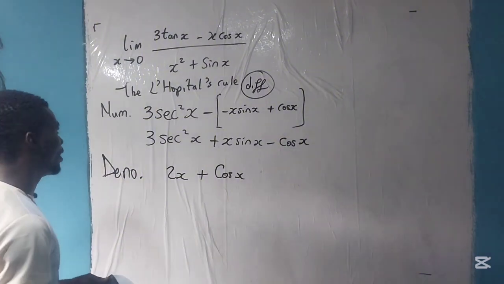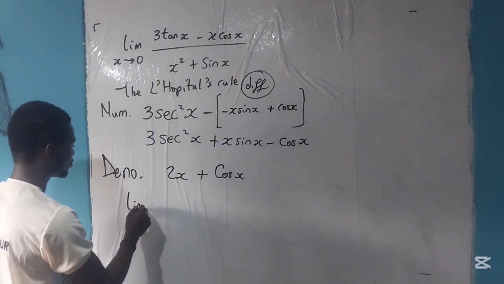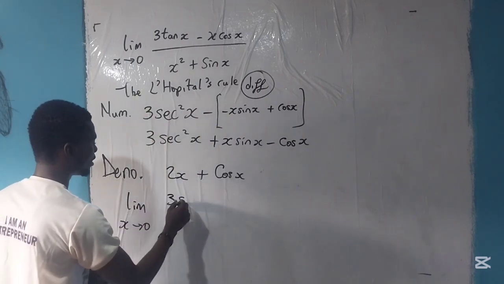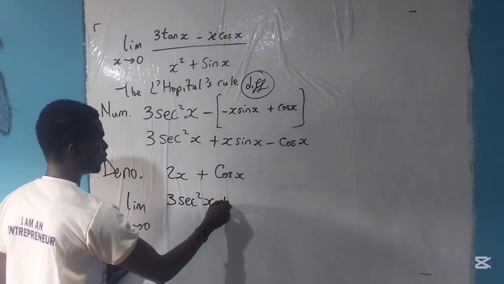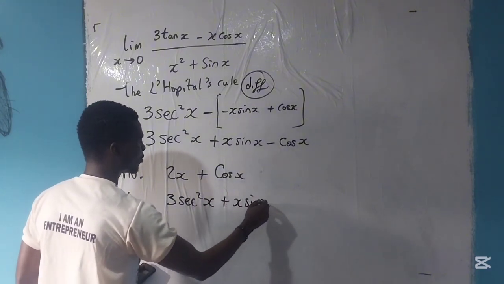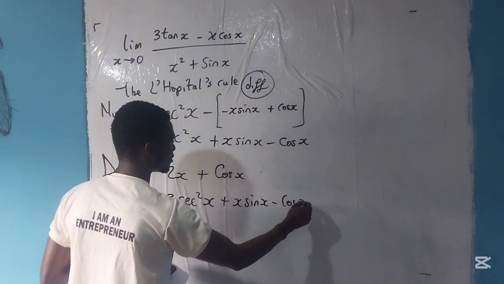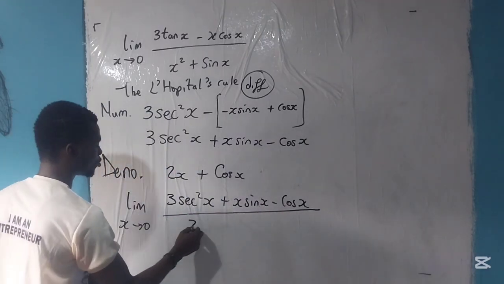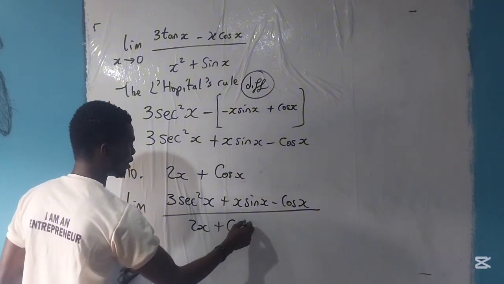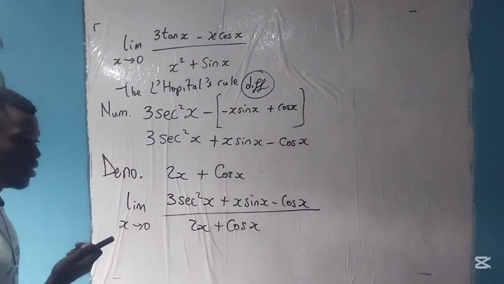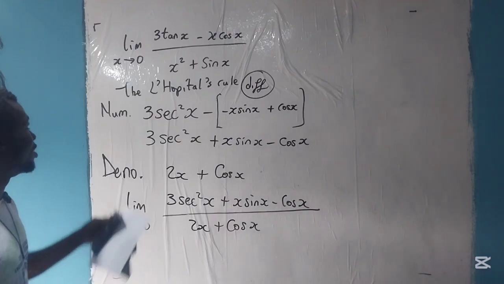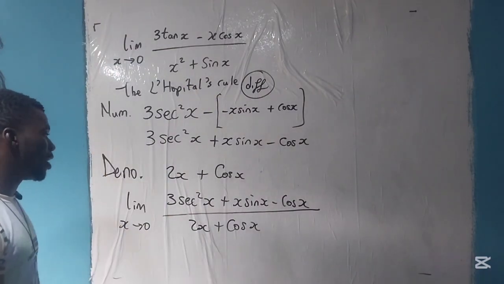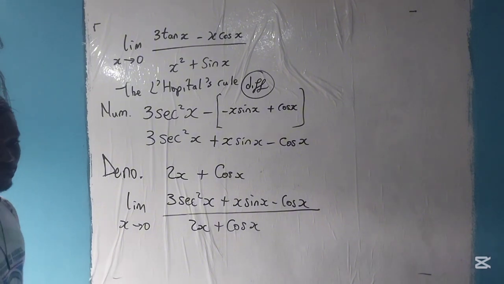Now, if I take them all together again, that means I'm limiting the function as x tends to 0 of 3 sec square x plus x sine x minus cos x, all over, then this one will be what? 2x plus cos x. So this is known as the L'Hopital rule. It means we've been able to differentiate the numerator separately and the denominator separately so that we can input a value for x, as it tends to 0.